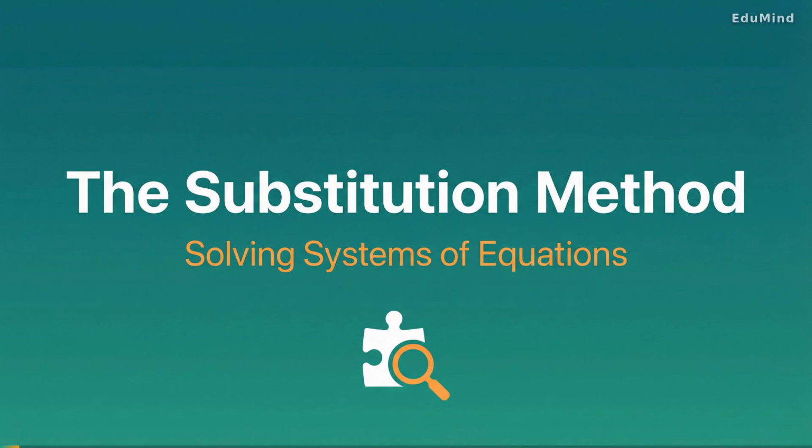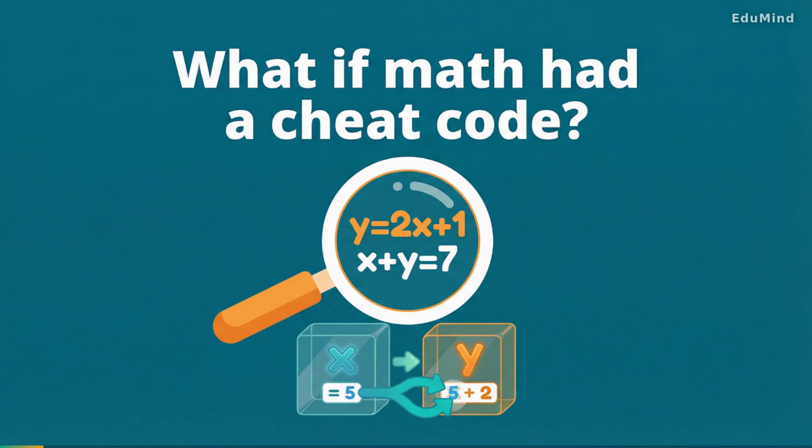It's called the substitution method. Now, imagine you're a detective. You have a mystery, two secret numbers hiding behind the letters X and Y. Your mission? Find them. But here's the catch. To find them, you need two clues. Those clues are called equations.